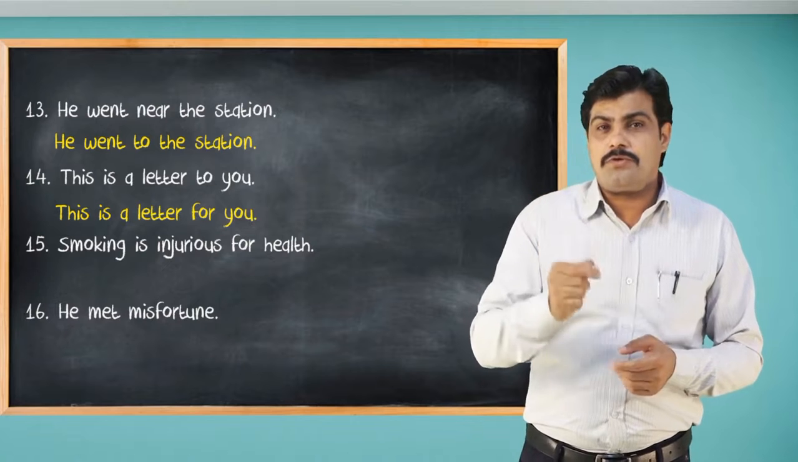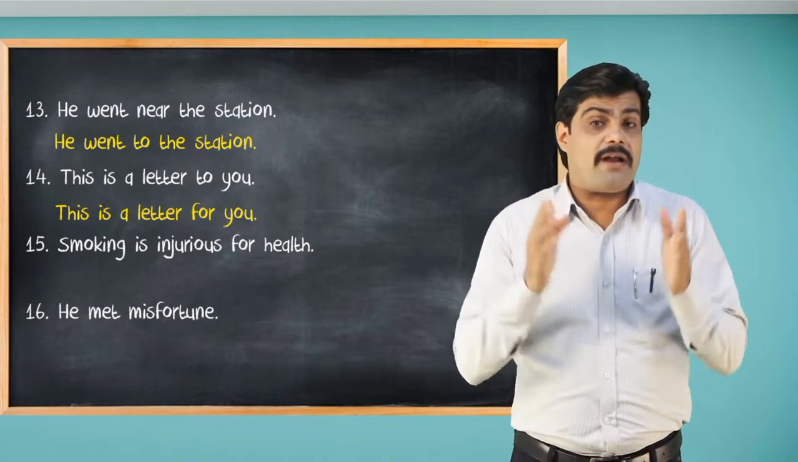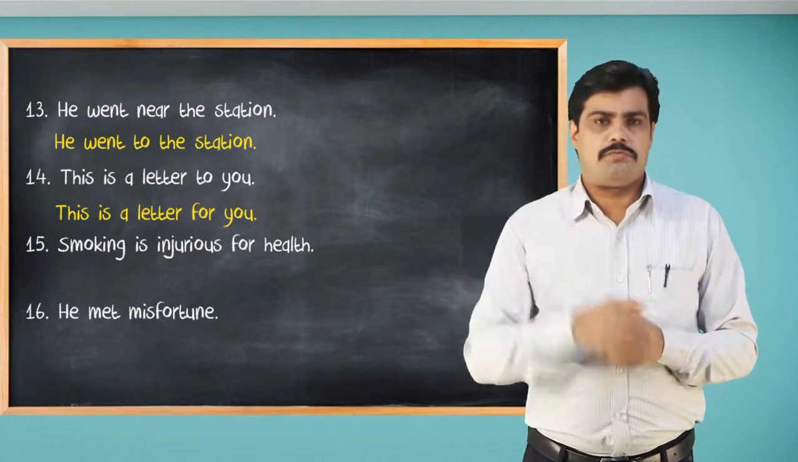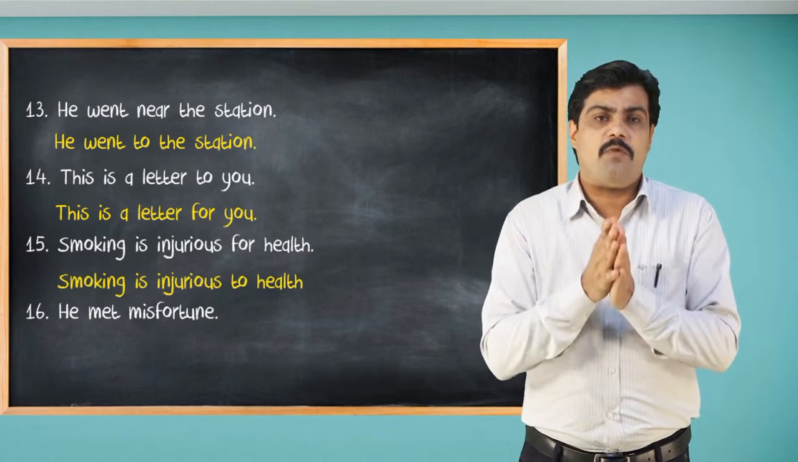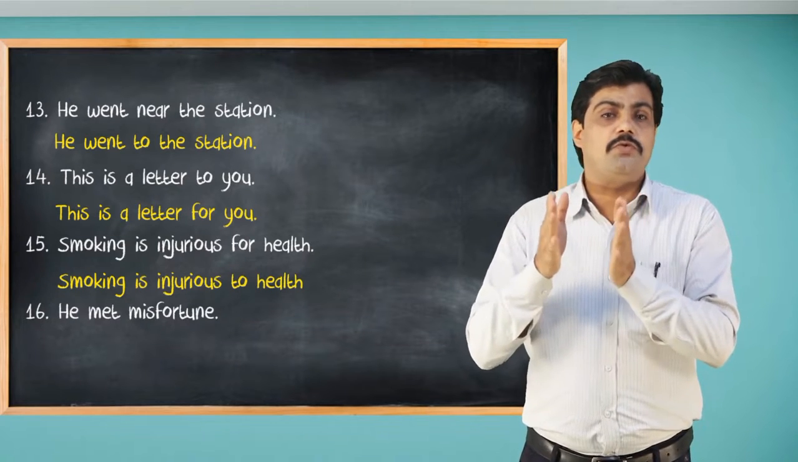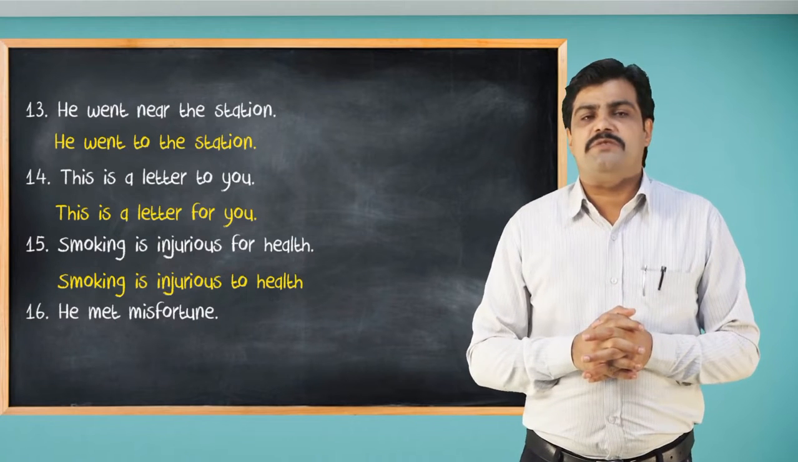Another sentence is smoking is injurious for health. Here use of preposition for is wrong because for warning we use to. To is more powerful than for. So say this sentence, smoking is injurious to health. Another sentence, he met misfortune.